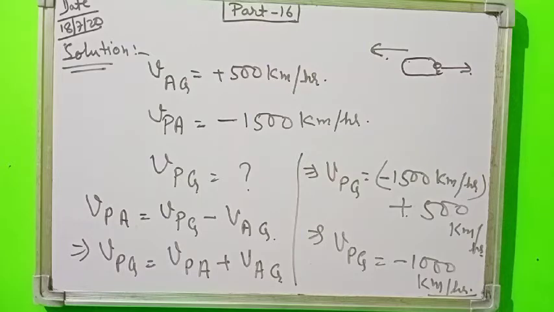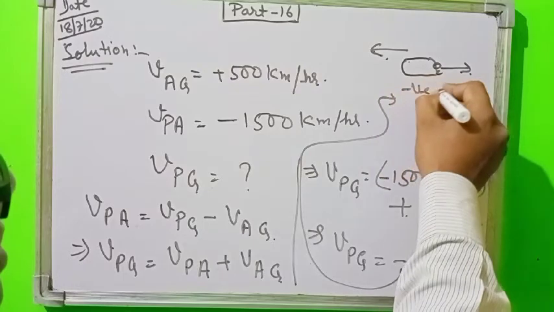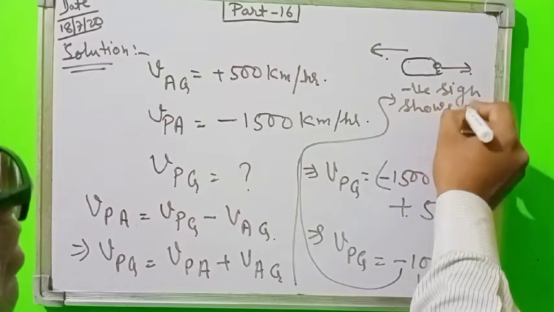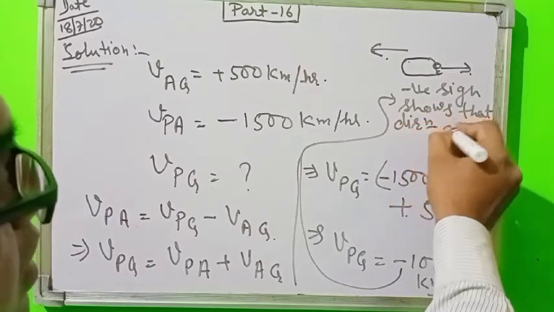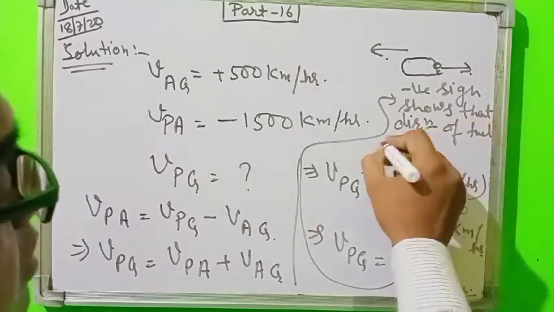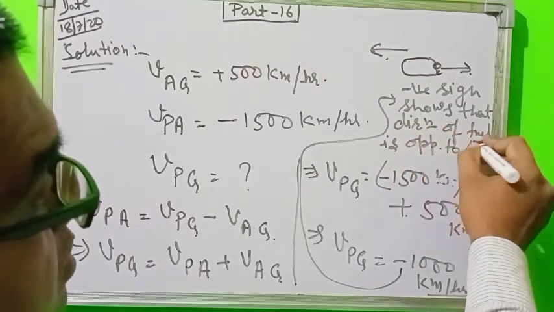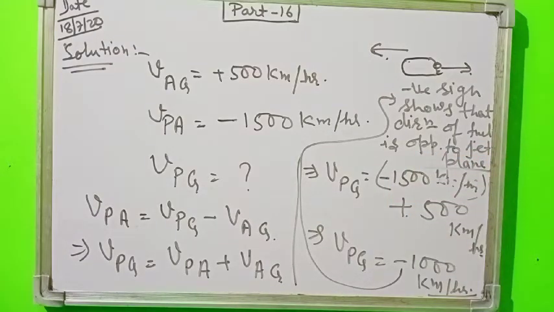The negative sign shows that the direction of the product of combustion of fuel is opposite to the aeroplane. Negative sign shows that the direction of fuel is opposite to the jet plane.